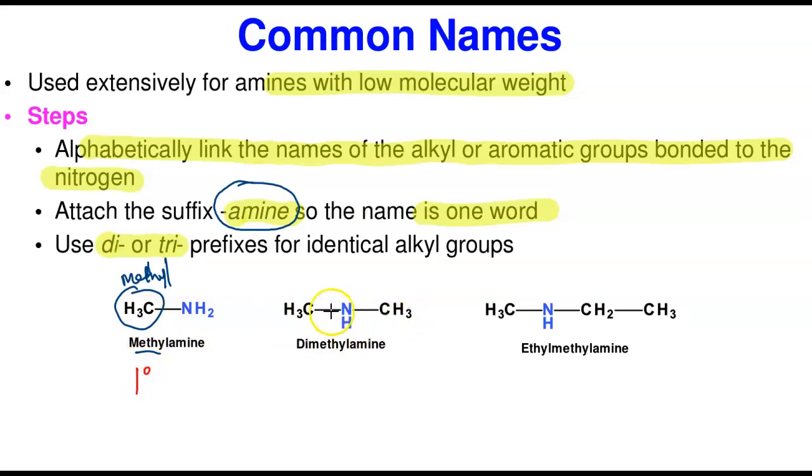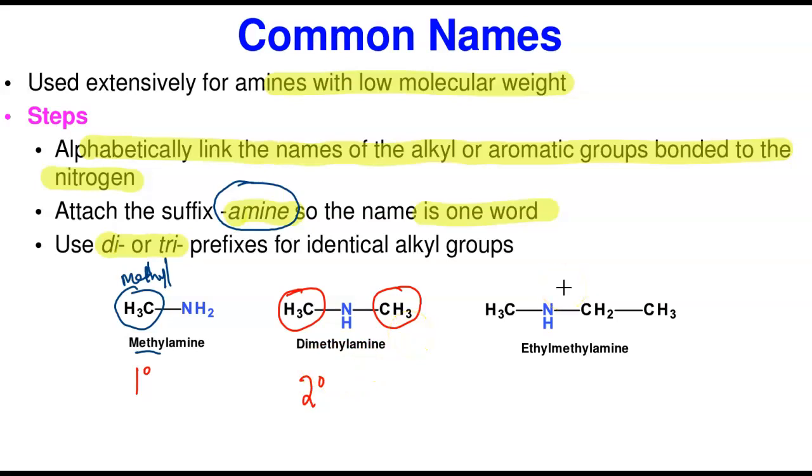Now, this one has two attachments and one hydrogen, so it will be a secondary amine. Look at what you do. You put the names of the attached groups. You have a methyl group here and a methyl group, and they are the same. You do not say methylamine. You just say dimethyl, because there are two of them. Dimethylamine. That's how we name this one.